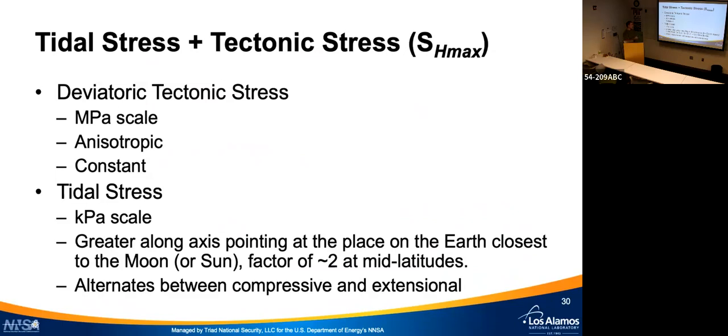The tidal stress is only kilopascal scale, so it's about 3 orders of magnitude less. It's greater along an axis pointing at the place on the Earth closest to the moon or the sun. There's a little bit of a lag to that, but that's more or less true. There's about a factor of 2 at mid latitude that's latitude dependent, and it alternates between compression and extension. So this is a cycle that has many different components, but the dominant one is about 12 hours or so. And so it alternates from compression to extension in all directions at roughly the same time.